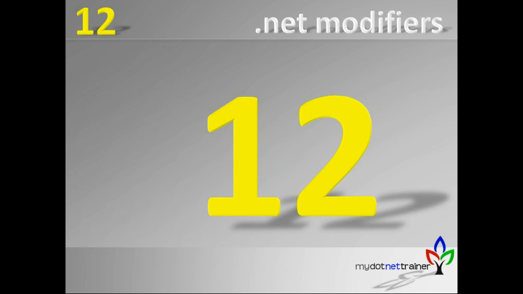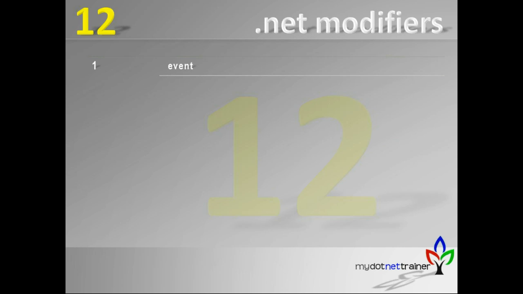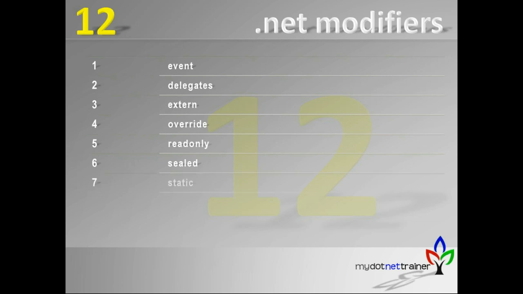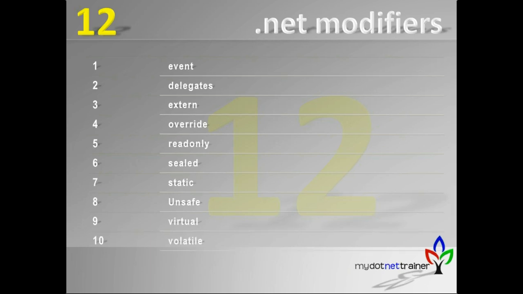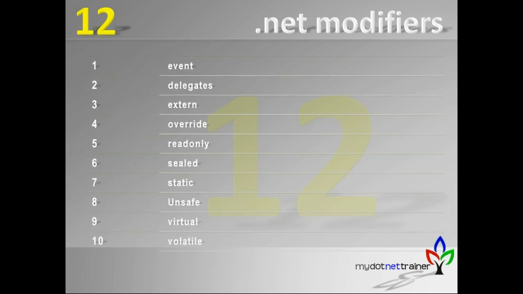So we are in session 12, and we will continue with the .NET modifiers. In this session, we will be looking into event, delegates, extern, override, read-only, sealed, static, unsafe, virtual, and volatile. We will look into all these modifiers available in C#.NET, and wherever possible, we'll compare equivalent keywords inside VB.NET as well. So let's kick off session 12.